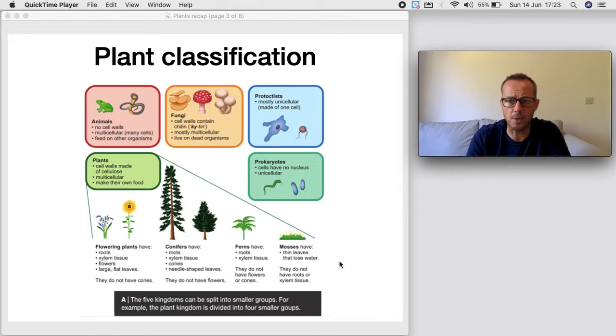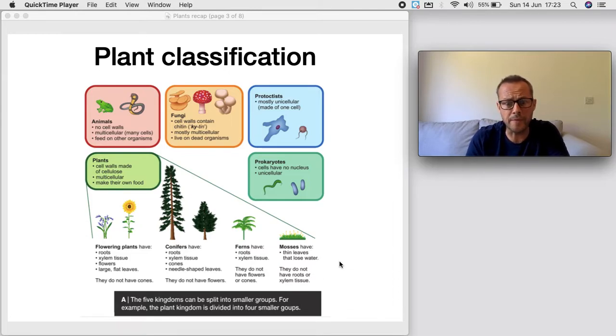They don't have cones. Then another plant group that you'll be familiar with, which is conifers. Again, conifers have roots, they'll have xylem tissue to carry water around the plant. They have cones, which makes them different to flowering plants, and their leaves are normally needle-shaped, and they don't have flowers. So you could use that information to have a look around your garden and just start to try and classify and see what group the different plants are.